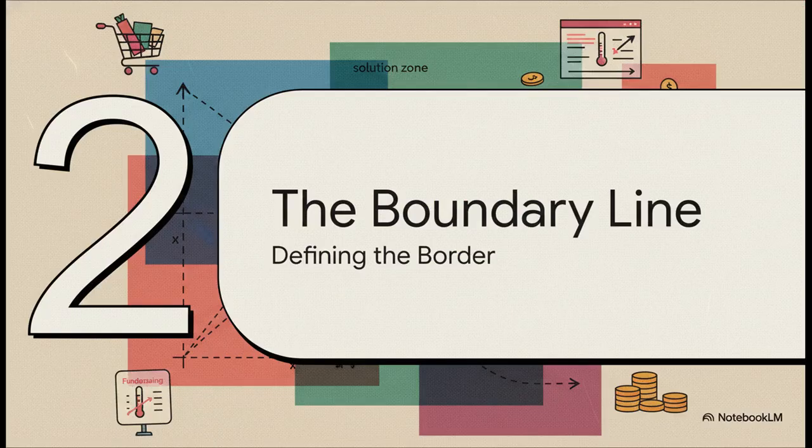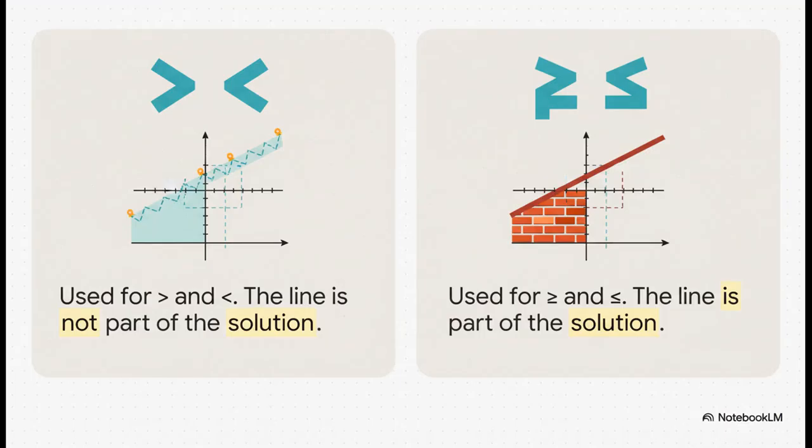So how do we actually find this magical zone? Well, every territory needs a border, right? And in the world of inequalities, that border is what we call the boundary line. It's always our first step in drawing the map. Now, how you draw that line is super important. If your inequality is just greater than or less than, you use a dotted line. Think of it like an electric fence. You can get close, but the points on the line itself are not solutions. But if it's greater than or equal to or less than or equal to, you draw a solid line. That's a solid wall, and every single point on that wall is part of your solution.